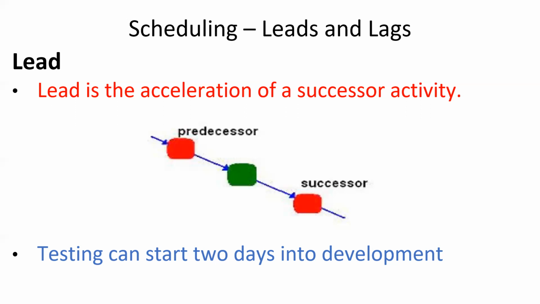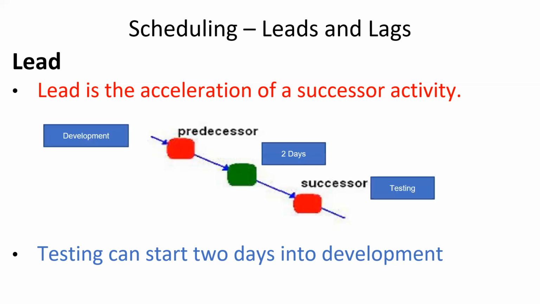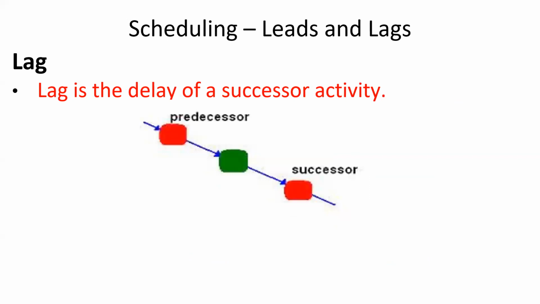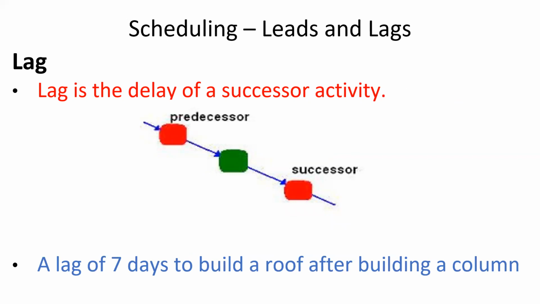So that can be termed as a lead activity. You can probably see that on the slide, the predecessor activity is development. You just need 2 days, and then just after 2 days you can start testing. Whereas a lag activity is when there's a delay in the successor activity. A very basic example would be that you need to have a lag of 7 days to build a roof after you've built a column.